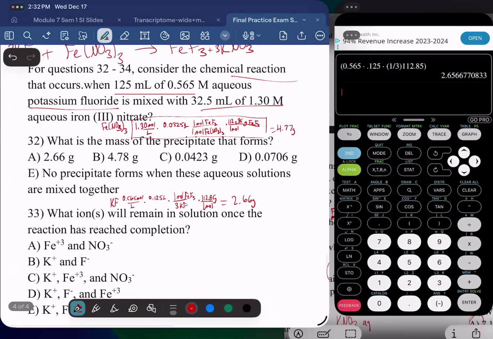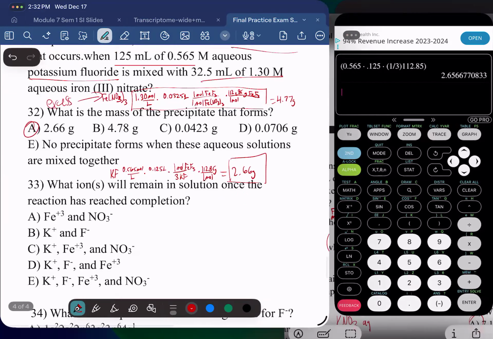All right, and that's why choice A is correct, because we see here that with this amount of KF, we're producing less product than we are with the amount of iron 3 nitrate, right? We see that this is more than this, and the reason is that iron 3 nitrate is in excess. So this is excess. Okay, so that's why 2.66 works. Does that make sense for you guys? Okay, I'm going to take silence as yes, it does make sense.